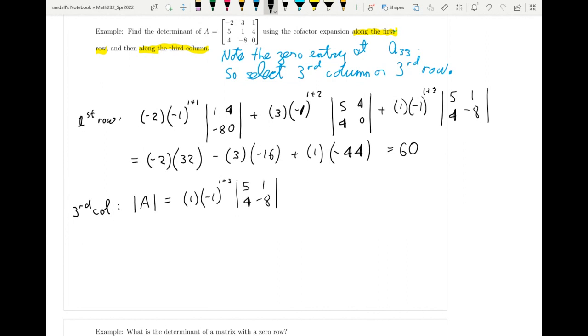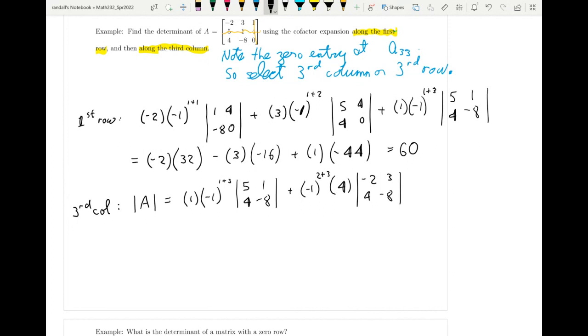Okay, and then I'll move to the next term in that column, which is 4, but it comes with a -1 factor to the, now I'm in the 2, 3 entry, so second row, third column. It's a 4. And that submatrix now, I'll just draw it here, is -2, 3, 4, -8.